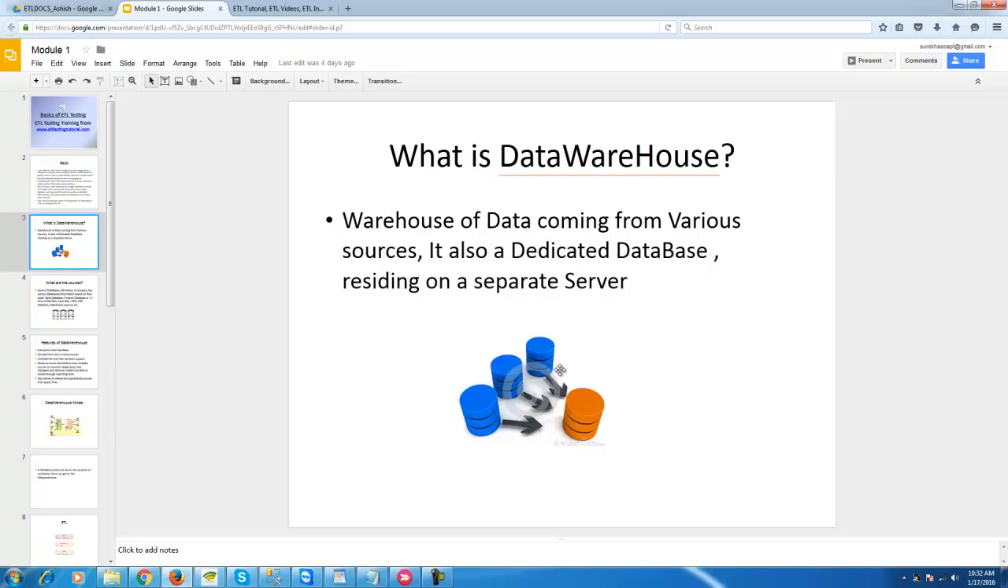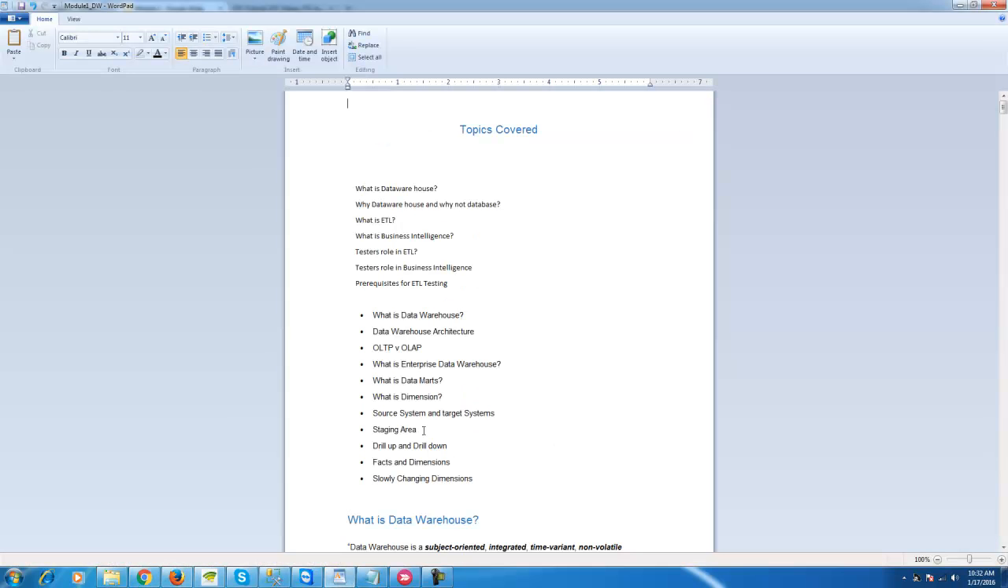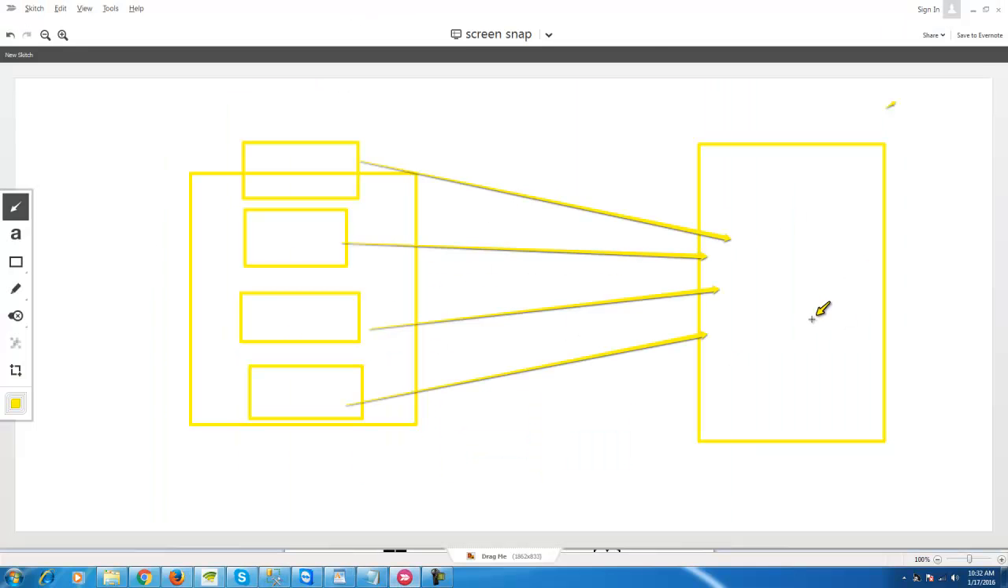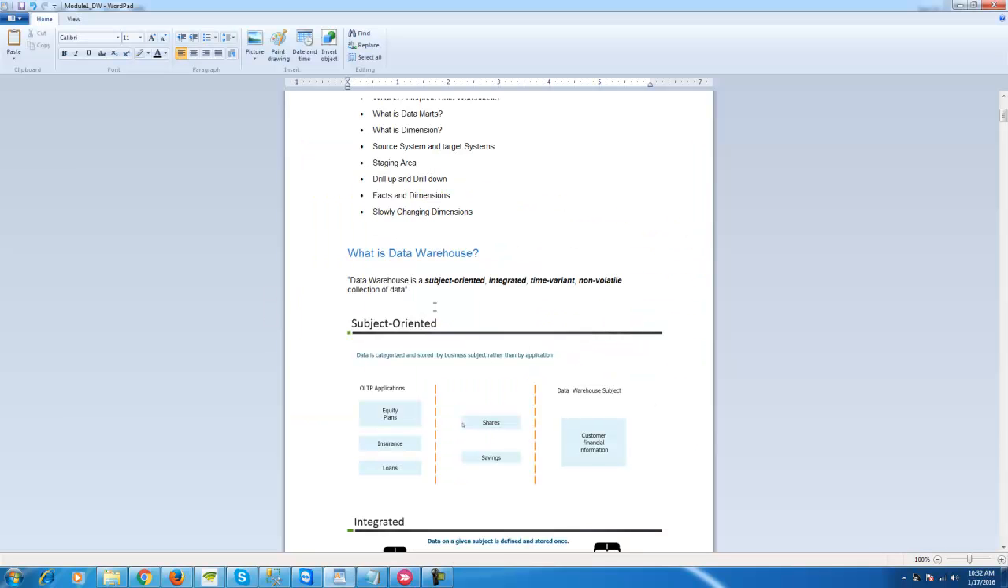So what is a data warehouse? As I mentioned, a data warehouse is a typical database which consolidates data across multiple subject areas. In loose terms, or in layman's terms, a data warehouse is nothing but a database. It is just a database. But to define it in more sophisticated terms, a data warehouse is a subject oriented, integrated, time variant, non-volatile collection of data. That is how the data warehouse is defined.